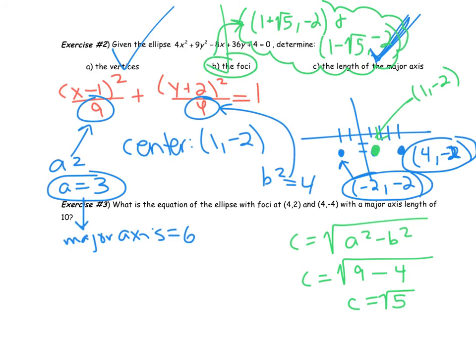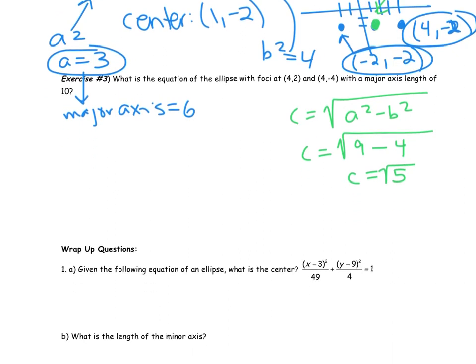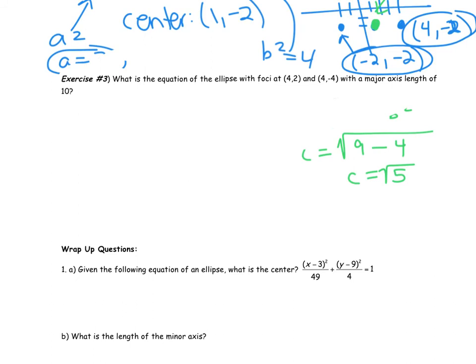Okay, and the last question that we're going to look at today, guys, is exercise 3. So gear up, we're almost done. Exercise 3. All right. So last question, what is the equation of an ellipse with a focus at 4, 2 and 4, negative 4, and then the length of the major axis is 10?